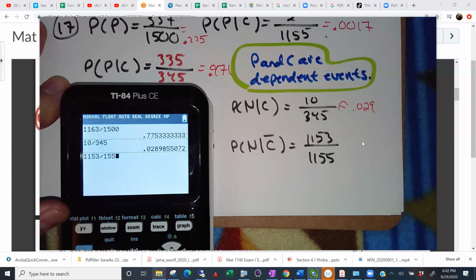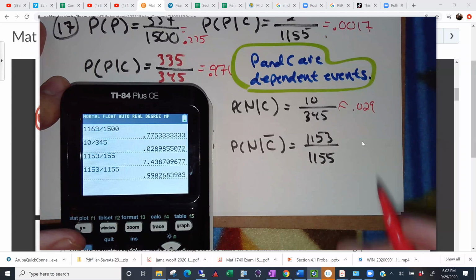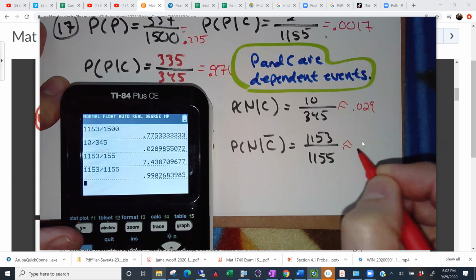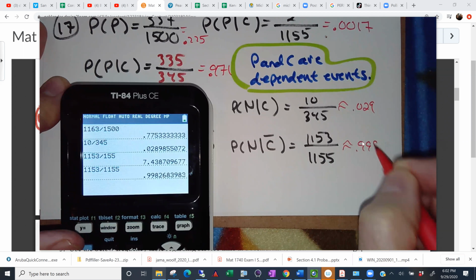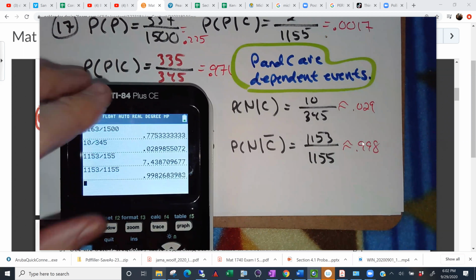Let me just do the calculation here. Whoops. Might help if I could type it in correctly. 155. There you go. So about 0.998. Wow.